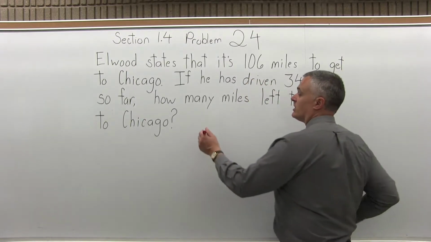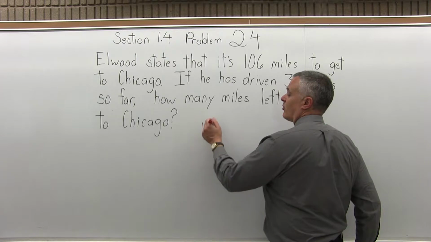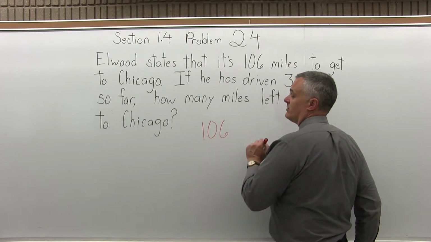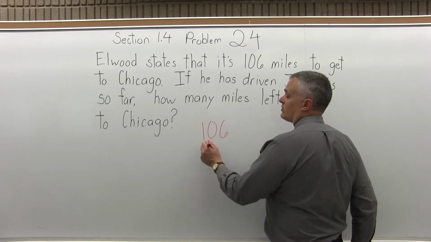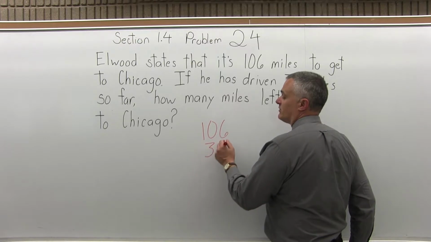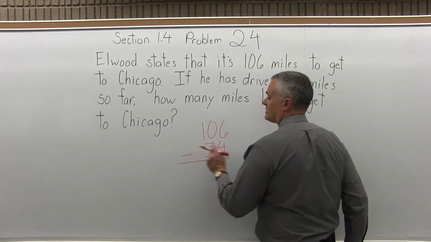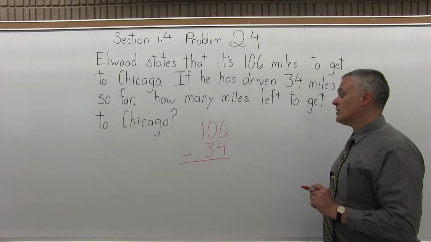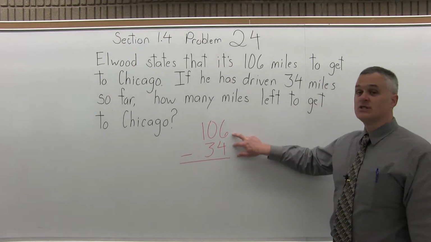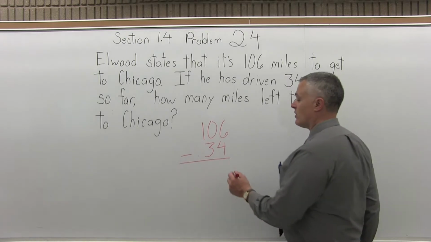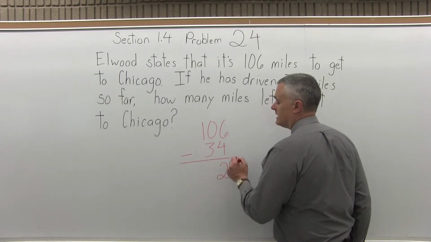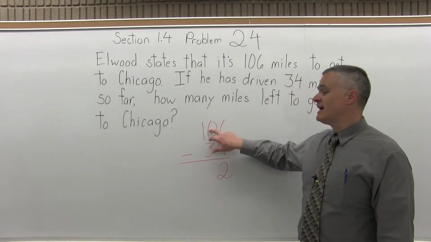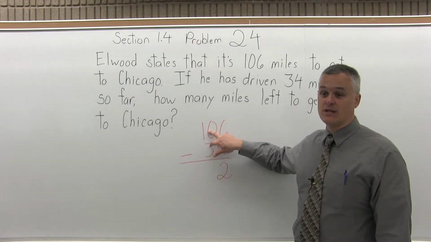There's a total of 106 miles to get from wherever Elwood is to get to Chicago, and you will subtract off the 34 miles that he's driven so far. You want to write that so that the rightmost digits of each number line up vertically. To start, I go to the rightmost column of digits and subtract 6 minus 4, which gives me a 2. In the next column of digits, I have 0 minus 3.